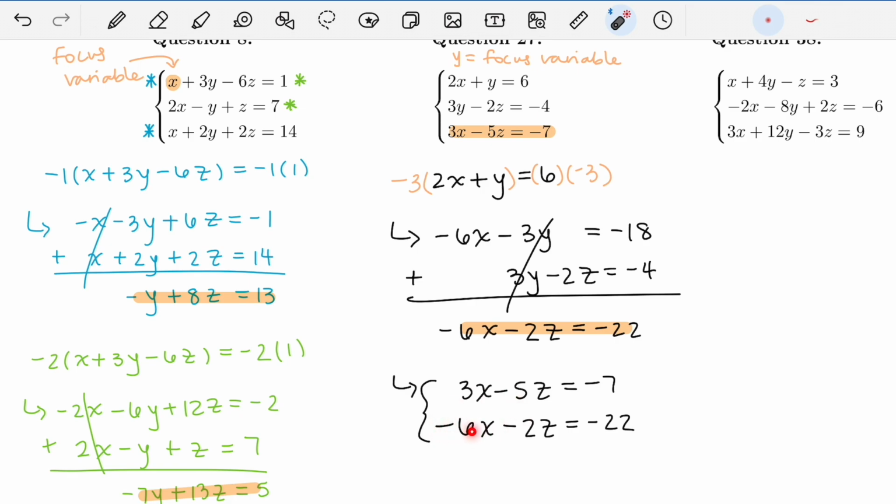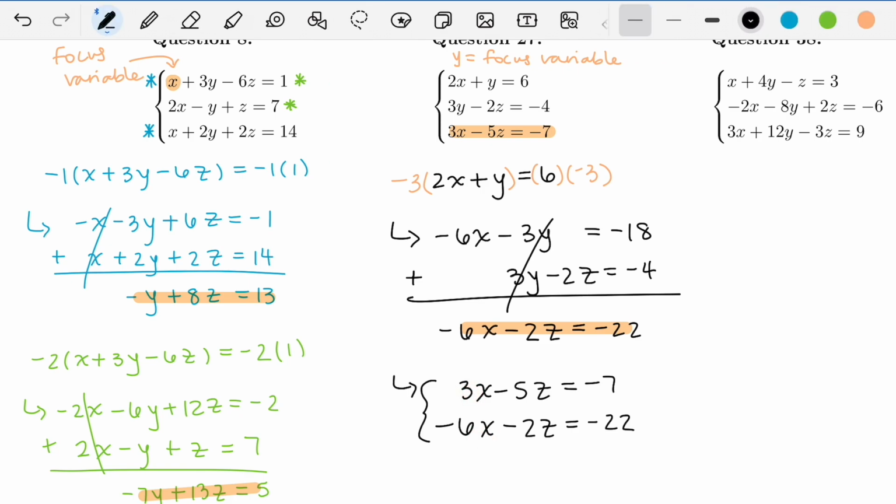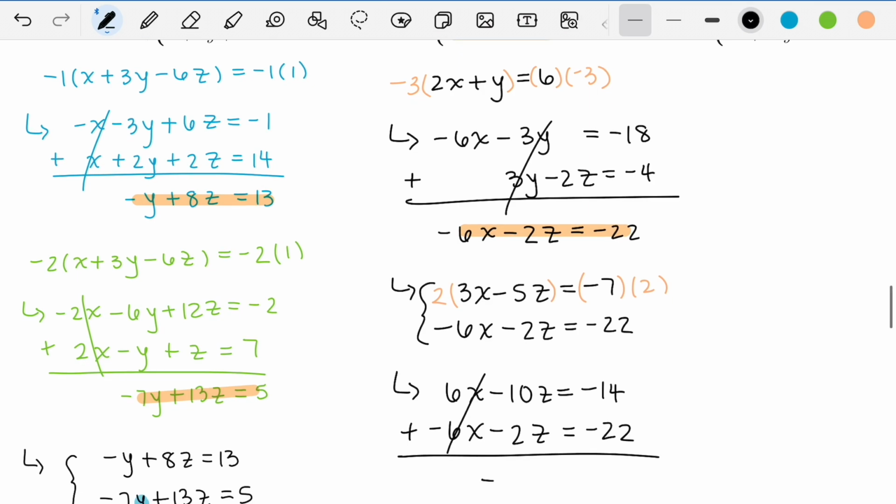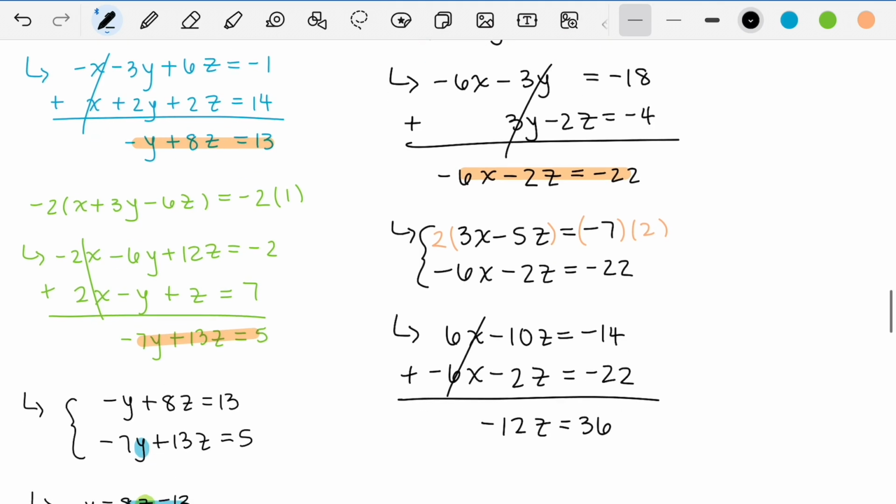Now in this case, since we have a minus 6x here and a positive 3, I can easily just multiply the top equation by 2. We're going to end up with 6x minus 10z is equal to negative 14. We're going to add that to our second equation here. Doing so, our x's are going to cancel, and we're left with minus 12z is equal to 36. Now lastly, we're going to divide by negative 12 on both sides. This gives us z is equal to 3.